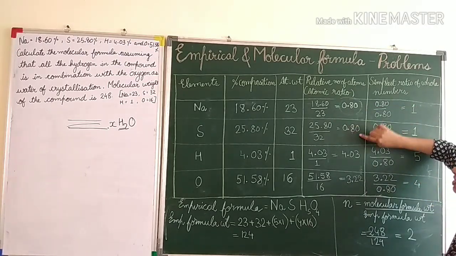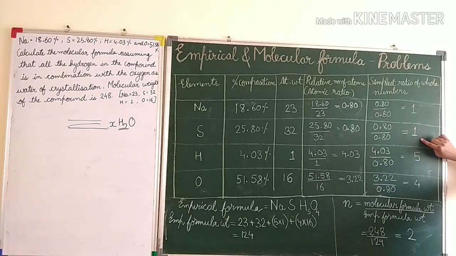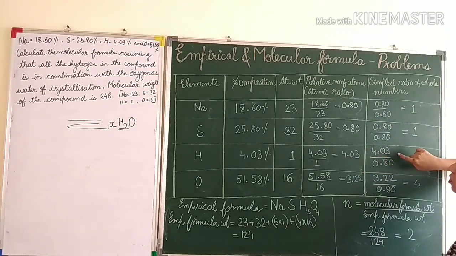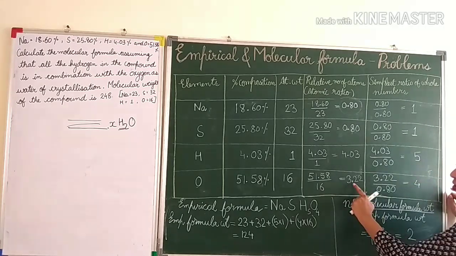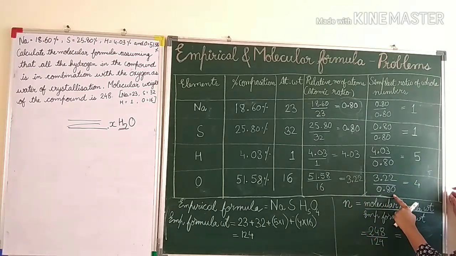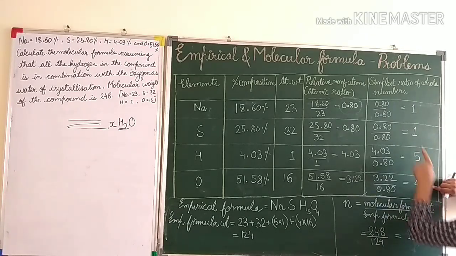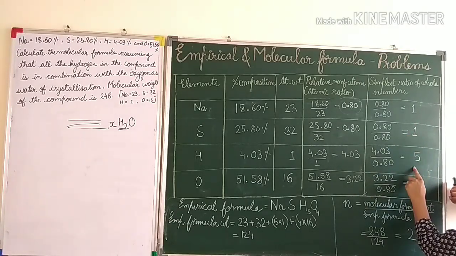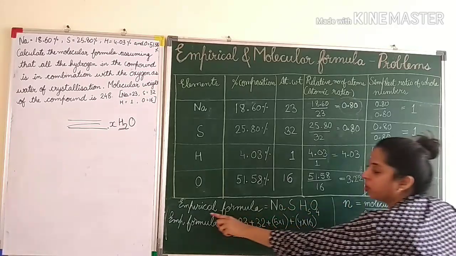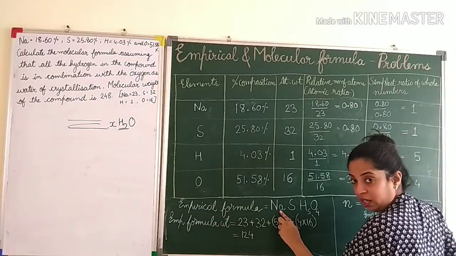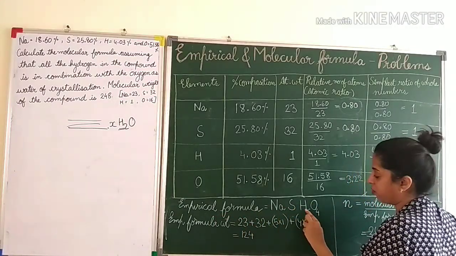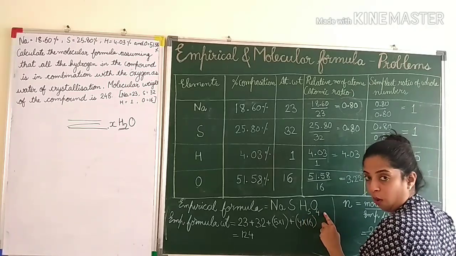So in both the cases, the both numbers are same. So we got 1. Here we get 4.03 divided by smallest, that is 0.80. We get 5. 3.22 divided by smallest number, we get 4. So we got the simplest whole number ratio as 1, 1, 5, 4. Therefore, the empirical formula is sodium 1, sulfur 1, hydrogen 5 and oxygen 4.